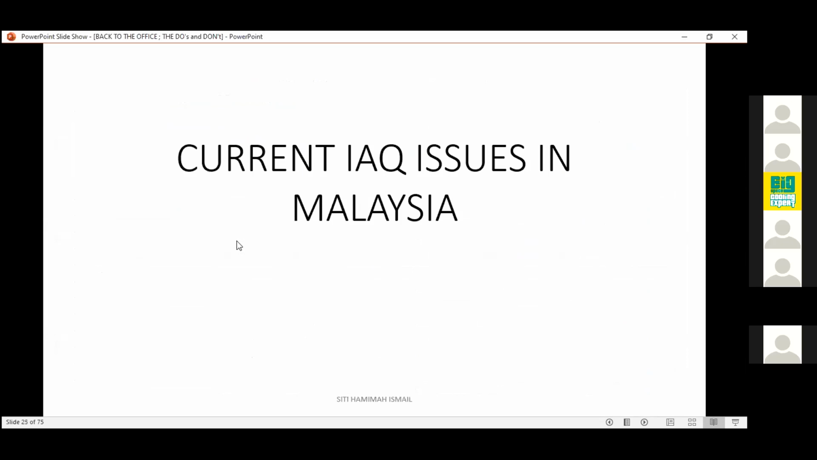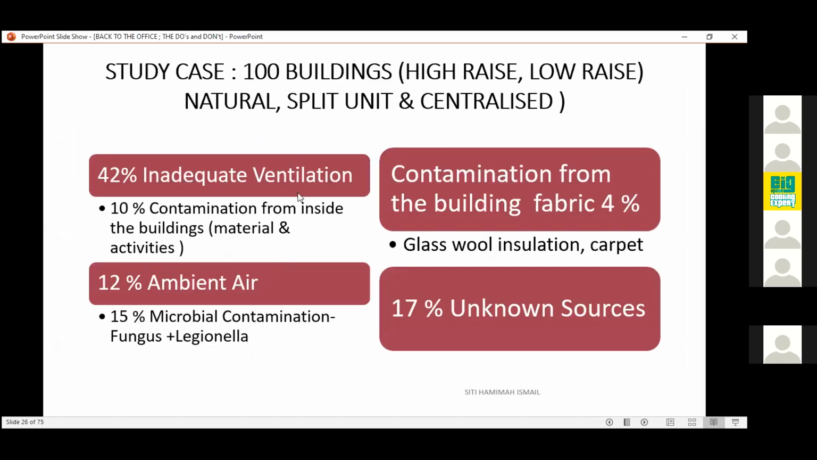This is my study, my PhD work. Okay, dalam 100 bangunan, I categorize high rise, low rise using natural, split unit and also centralized. So 42% having problem dengan inadequate ventilation. 10% daripada contamination from the building, whereby macam mana it been identified the contamination coming from the activities.